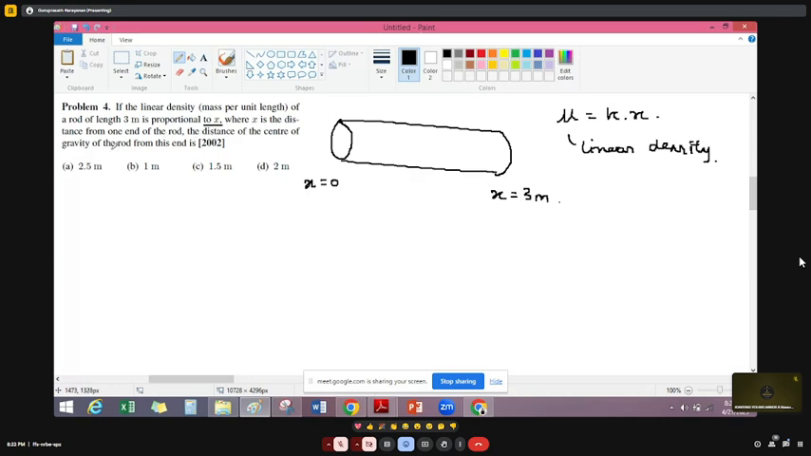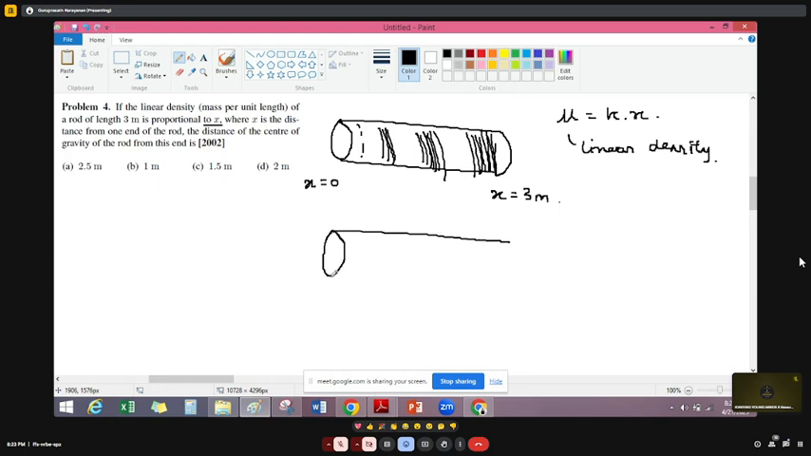The distance of the center of gravity of the rod from this end is, so center of gravity means you can calculate the center of mass. So what this means is here it is lighter, here it is heavier, here it becomes even more heavy, here it becomes very, very heavy. So as you go along the x, the linear density, mass per unit length, increases. So for the same 1 centimeter, you will have more mass. That's the meaning. So the mass is varying, it's not uniform. So you have to use some integration methods.